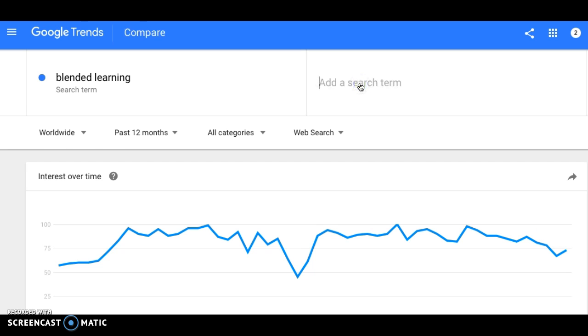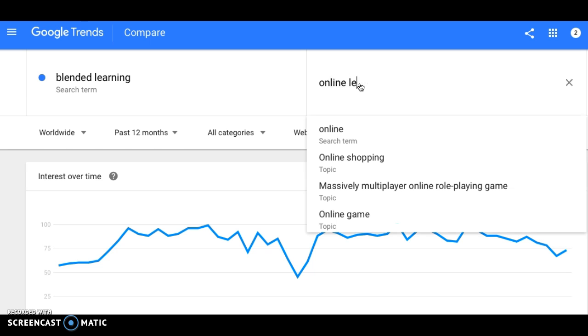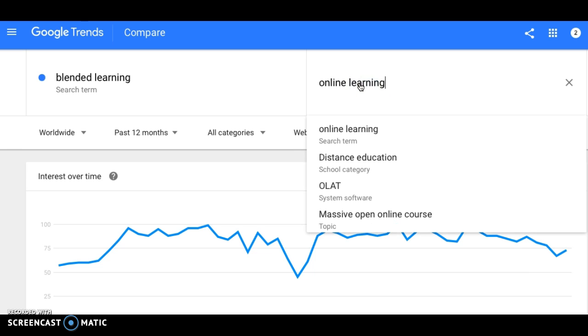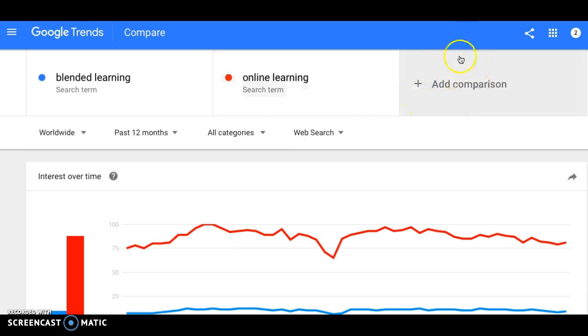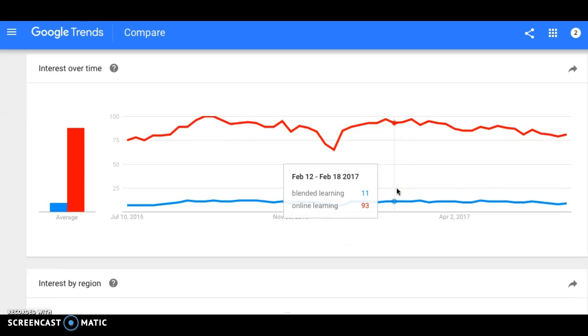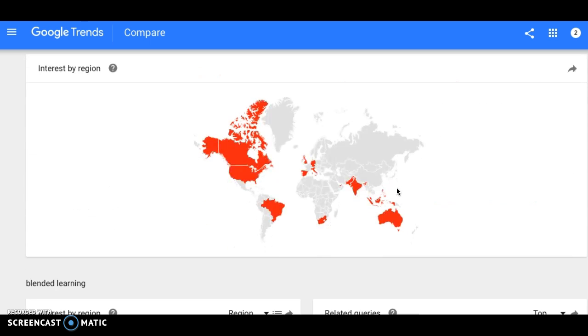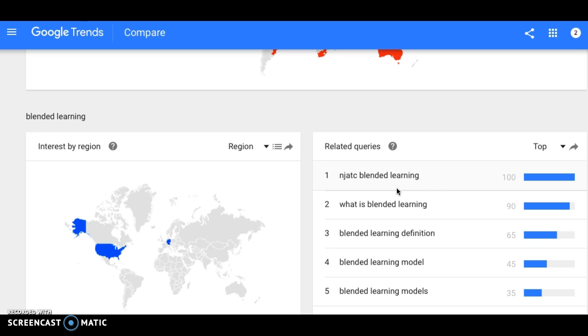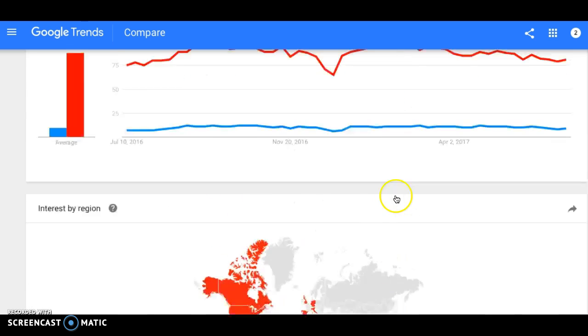So I'm going to compare how often do people search for blended learning versus online learning. And notice I could keep adding comparisons here as well. And you're going to see that for the past 12 months, blended learning has remained pretty steady in relative terms to online learning, which has also remained fairly steady but has much higher search interest overall than the topic of blended learning. Again, it gives us interest by regions and then some other related topics as well.